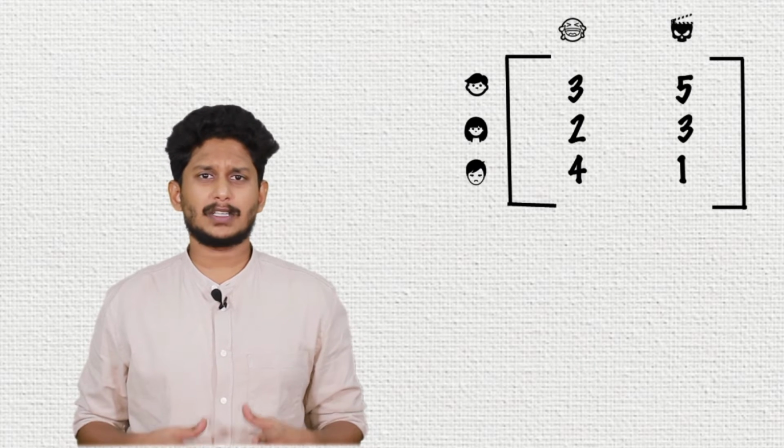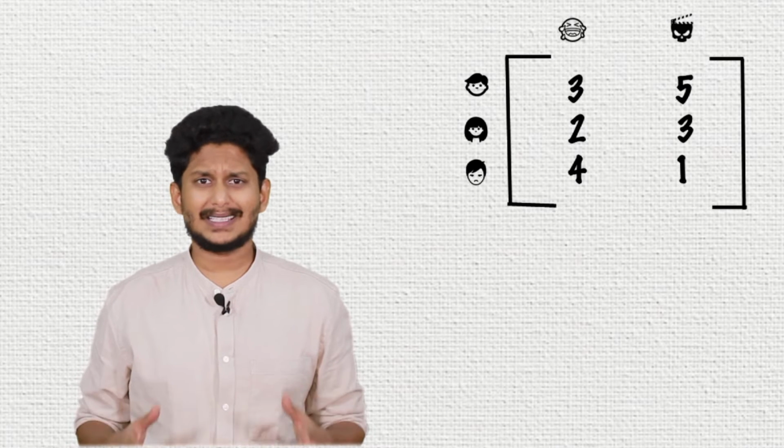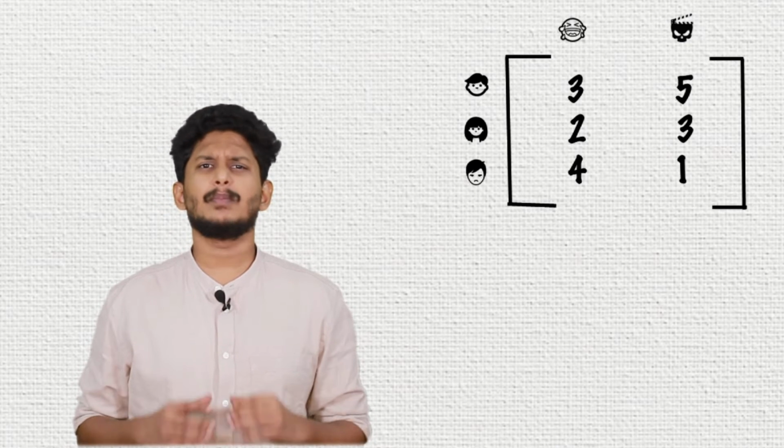Now, let's take a matrix with 3 persons as rows and 2 genres, horror and comedy, as columns. The numbers there indicate how much a person likes that particular genre, with 0 being the least liked genre and 5 being the most liked genre.